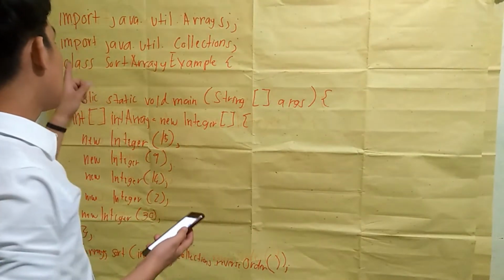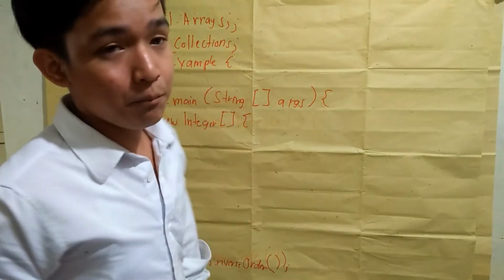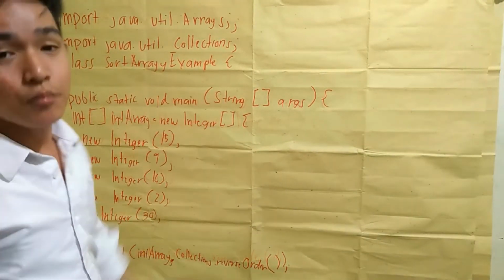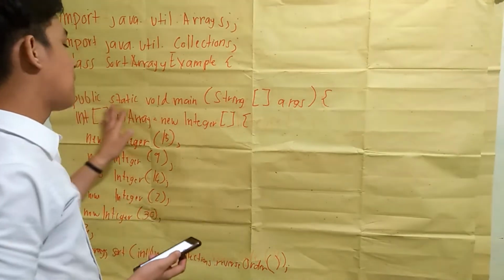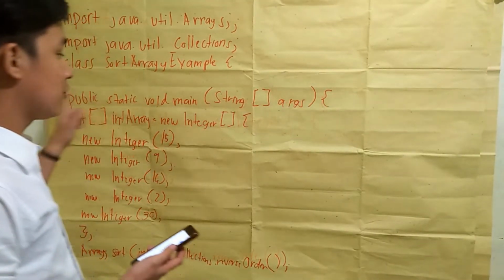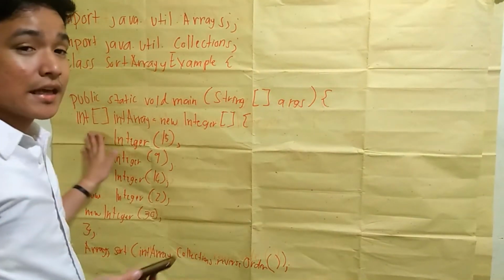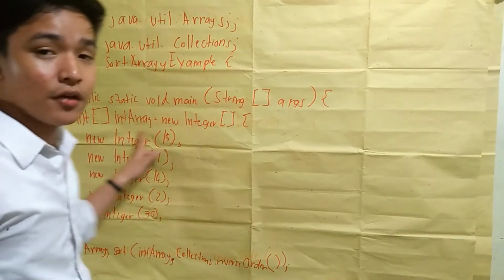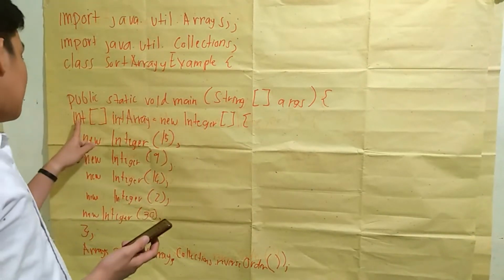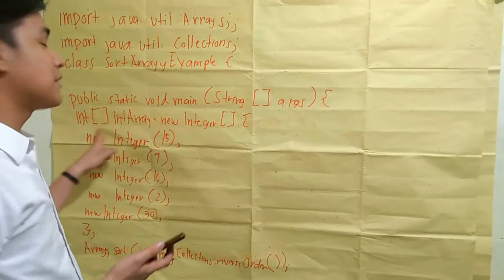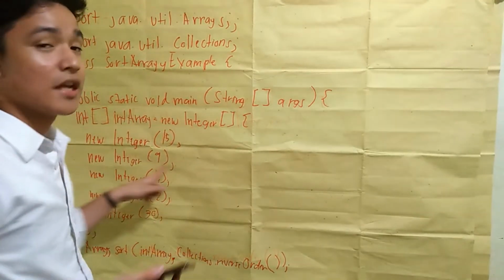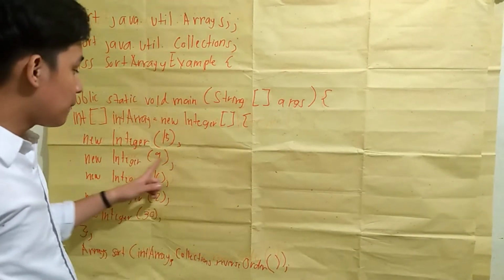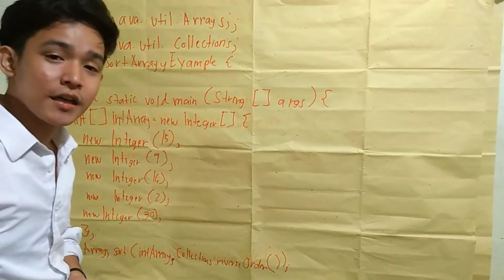Next naman, yung class SortArrayExample. Ito yung class name ng program natin. Next naman tayo, magdedeclare tayo ng int. Ibig sabihin ng int na yan, integer, kung saan mag-input tayo ng numbers. Kaya integer numbers ang input natin.